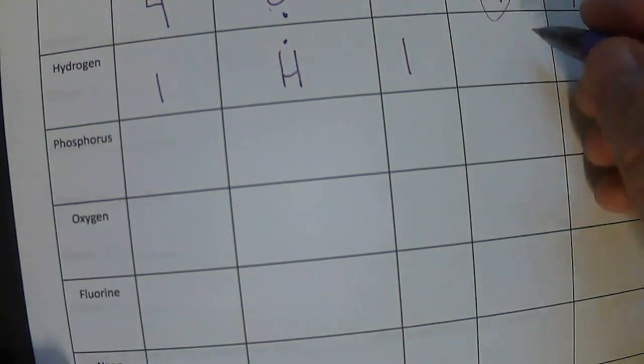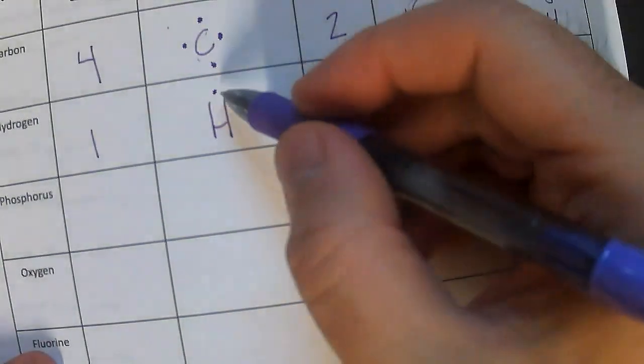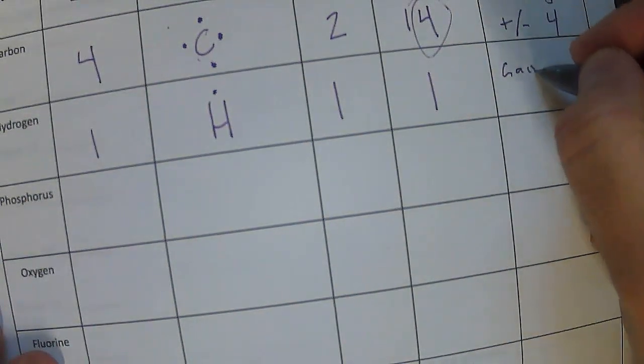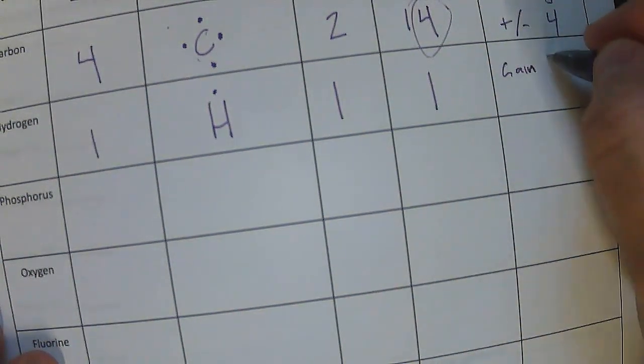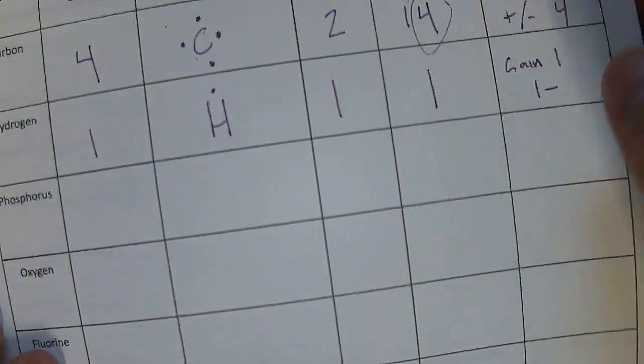Okay. And then hydrogen, number of valence electrons is 1. For the Lewis symbol, we're going to put H. We're going to put 1 dot around it. Its valence shell is 1. Its group number is 1, and in this case, it wants to gain 1 to look like helium. So if it's going to gain 1, it's going to become a 1 minus charge.